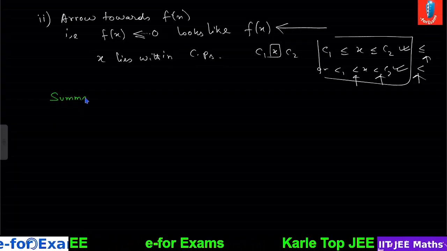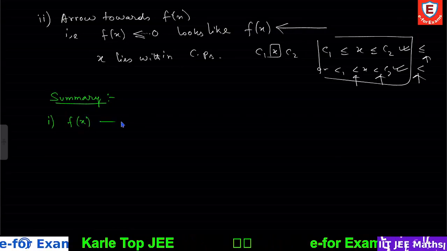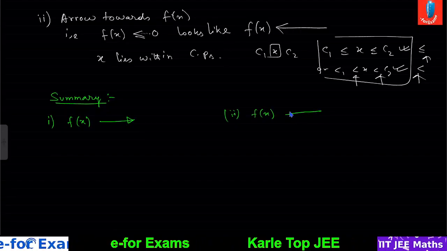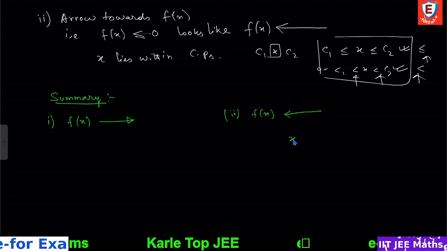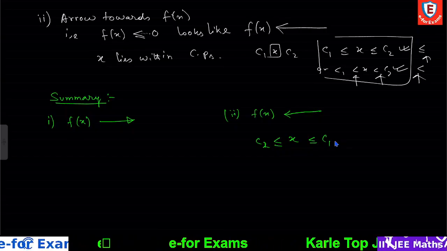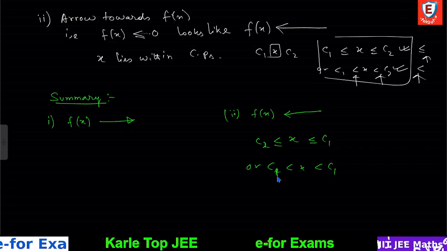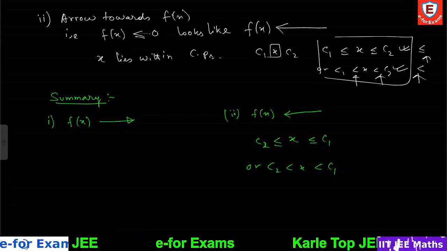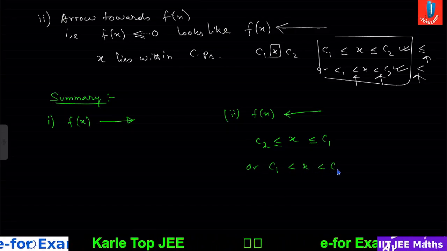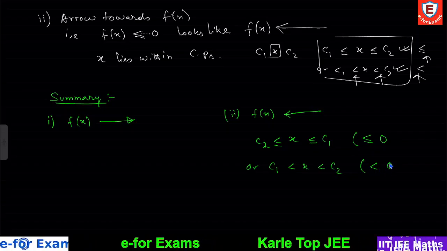Summary. You can note down this summary. Arrow is going away. Arrow is coming. If arrow is coming, then x will be between the two critical points, C1 and C2. C1 less than or equal to x less than or equal to C2, or C1 less than x less than C2. This is for less than or equal to 0, and this is for strictly less than 0.